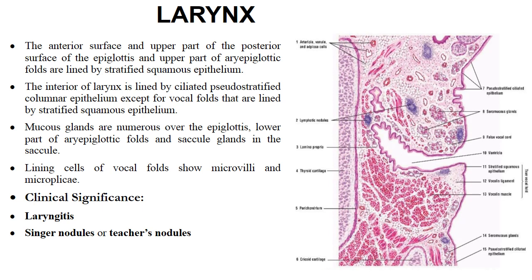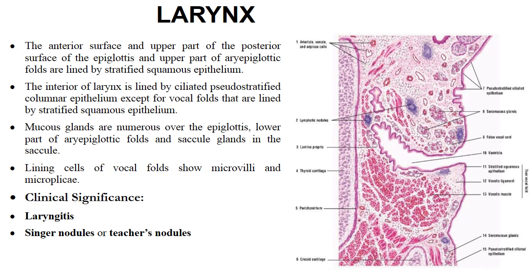Then the mucous glands are numerous over epiglottis and lower part of epiglottic fold, and saccule glands are present in the saccule, and they help in lubrication of vocal folds by means of secretion. The lining cells of vocal folds show microvilli and microplica. You can see in the diagram the microvilli and microplica. They are the ridge-like foldings of the mucous membrane, and these modifications will help the vocal folds in maintaining moisture by retention of fluid.